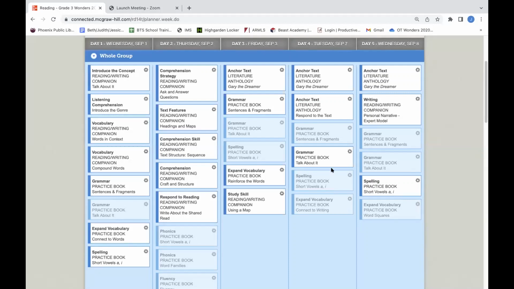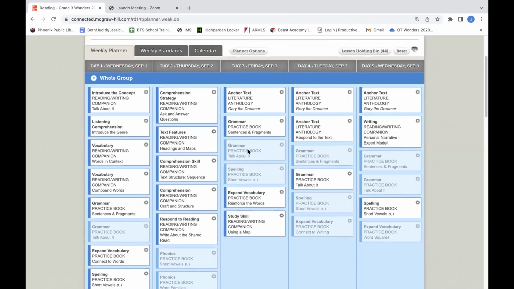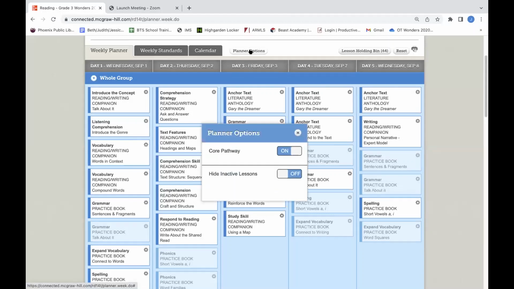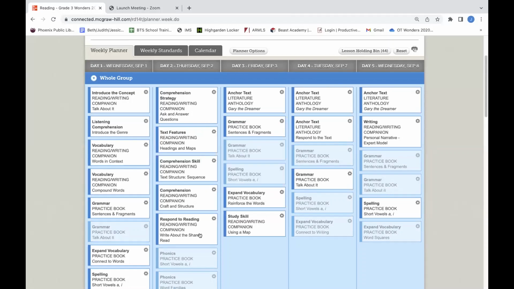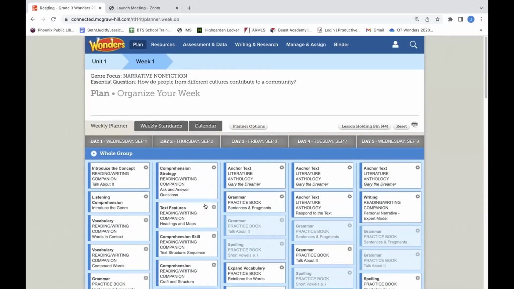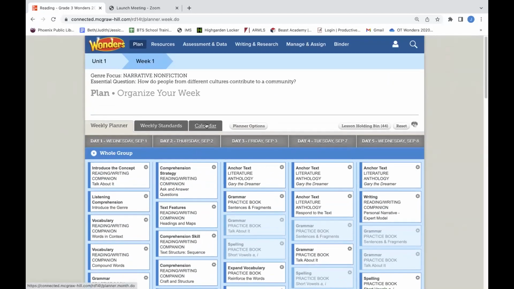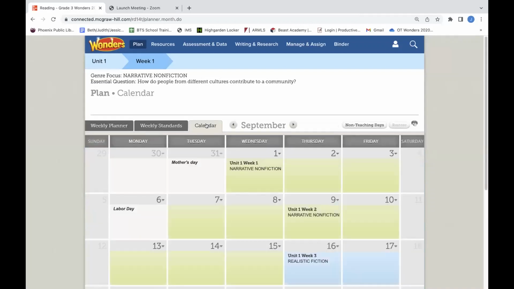Okay. Now, as I'm looking here, I'm seeing that some of these are kind of shaded or deactivated. And I know one of the features that some of you were excited about, you indicated in the chat, was having that flexibility of a core pathway versus an options pathway. And so here with the planner options, you can easily turn on that core pathway and it will automatically adjust your presentation to exclude the optional lessons. Now you can still add those back in if you would like at the single mini lesson point, or you can, of course, open that back up to have everything available.